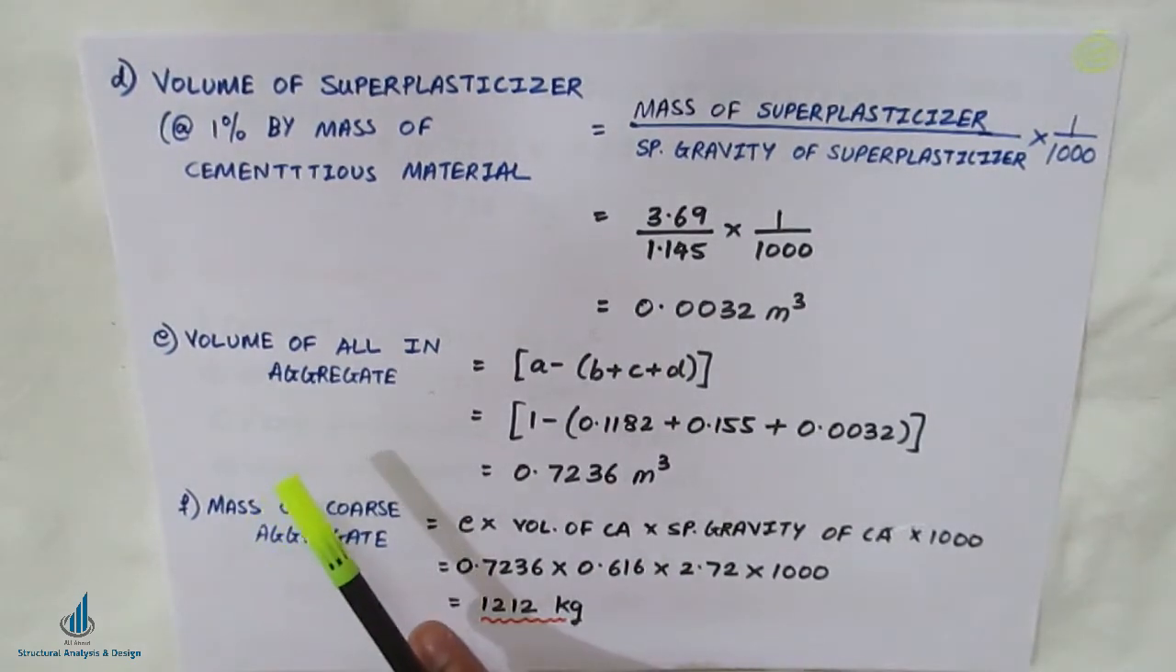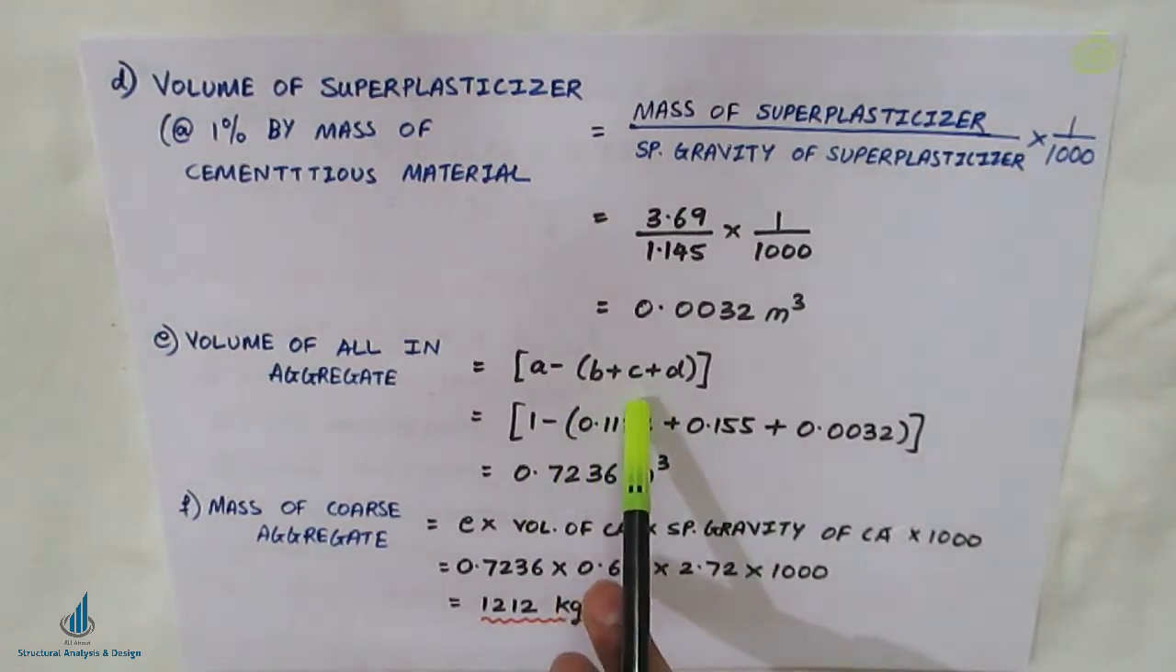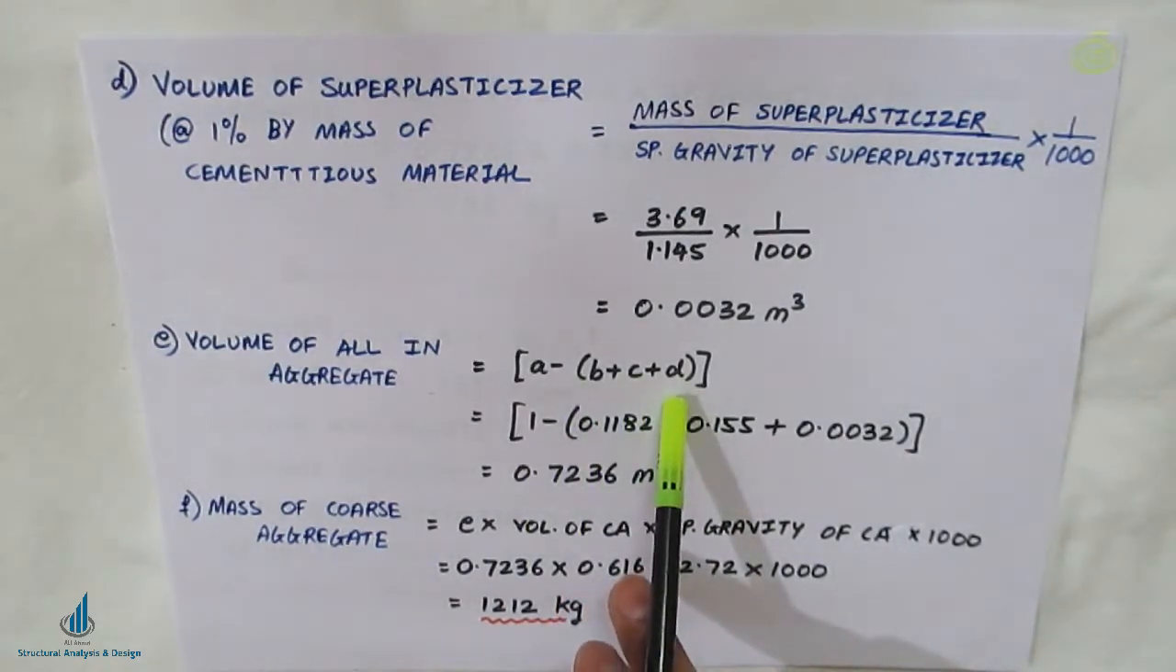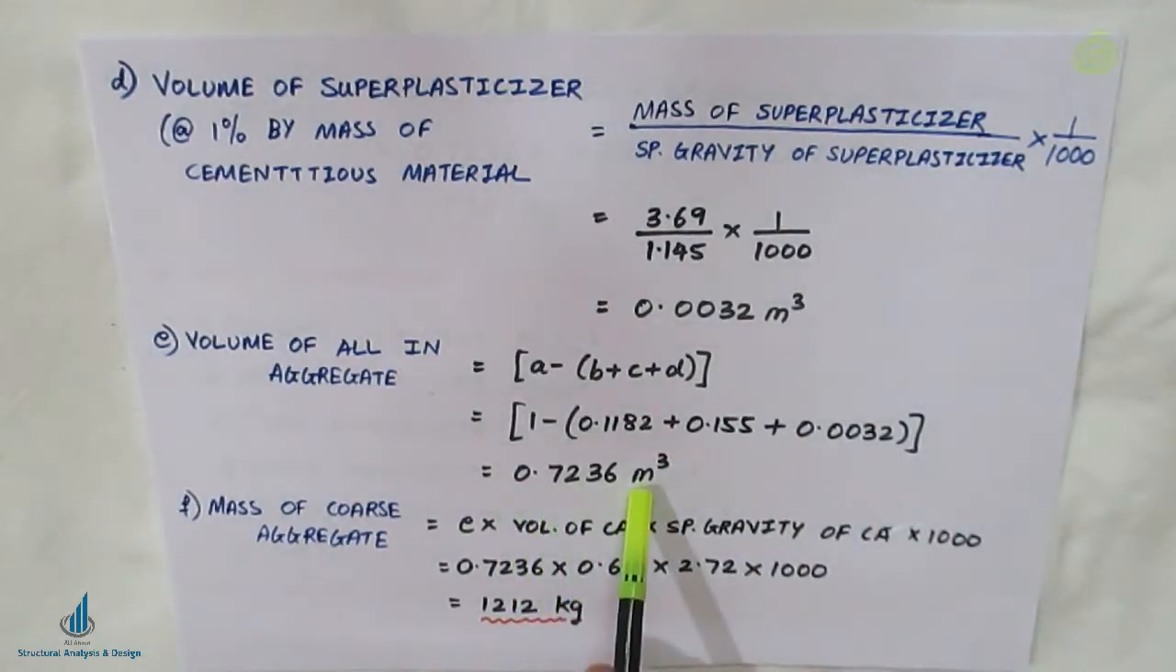So now E point is the volume of all-in aggregates: A minus, in bracket, B plus C plus D. B is nothing but the volume of cement, C the volume of water, and D the volume of superplasticizer. So you will be getting 0.7236 meter cube.